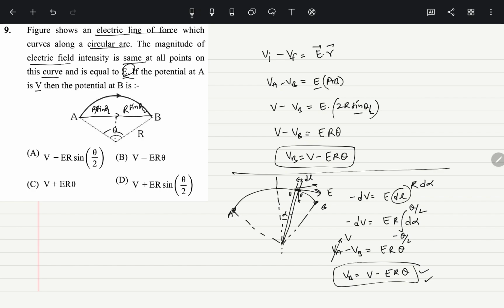So option B is the correct answer here. Clear? So hope you understood. Let's move to the next question.